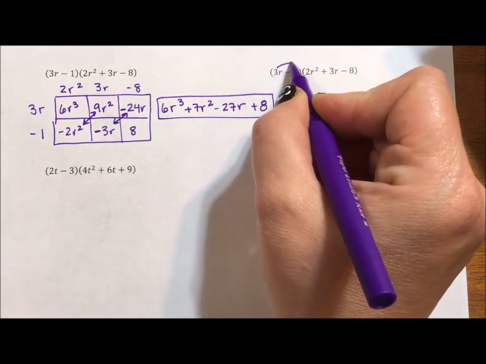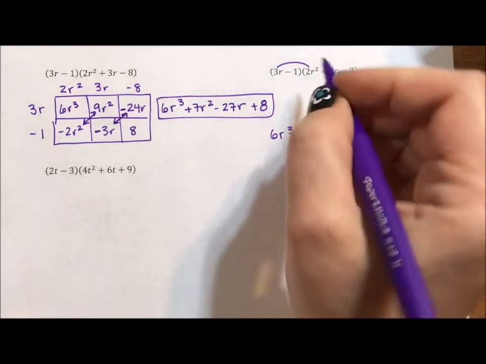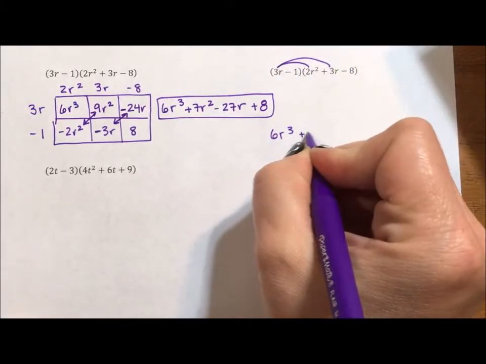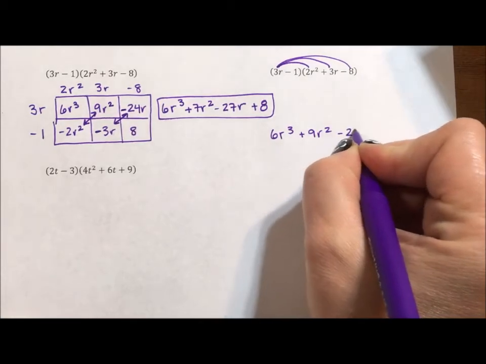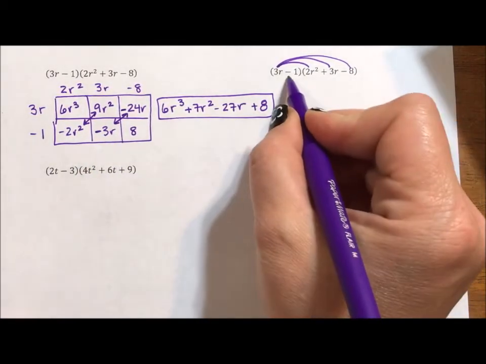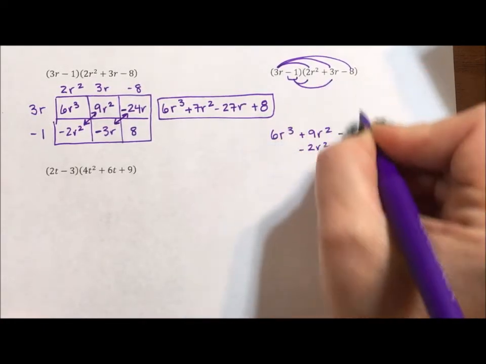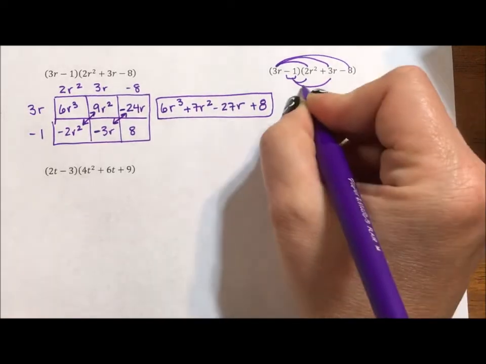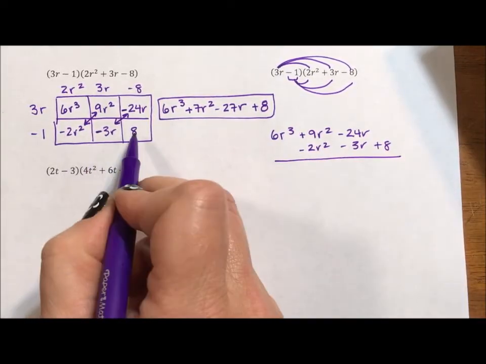Distributive property: 3r times 2r squared is 6r cubed. 3r times 3r is 9r squared. 3r times -8 is -24r. This looks suspiciously like the top row of my box. Then with the -1, I get a -2r squared, I get a -3r, I get a +8. Suspiciously like the bottom row of my box.